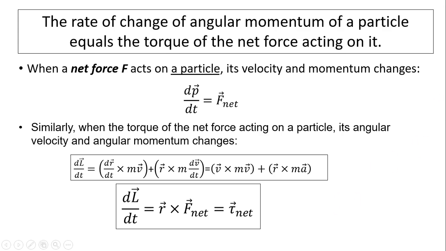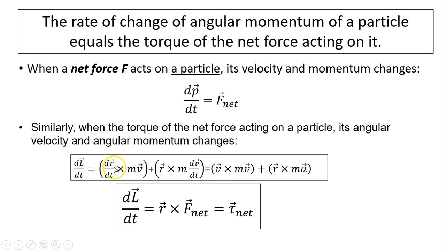The rate of change of angular momentum of a particle equals the torque of the net force acting on it. When a net force acts on a particle, its velocity and momentum change: dp over dt equals F net. That's what we learned in chapter 8. Similarly, when the torque of a net force acts on a particle, its angular velocity and angular momentum change. We can derive dL over dt, since L equals r cross mv.